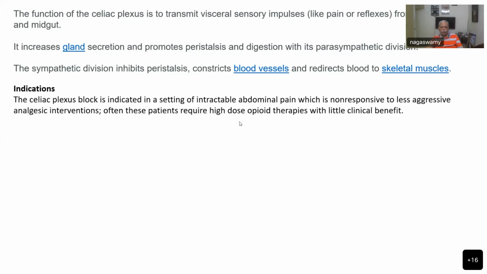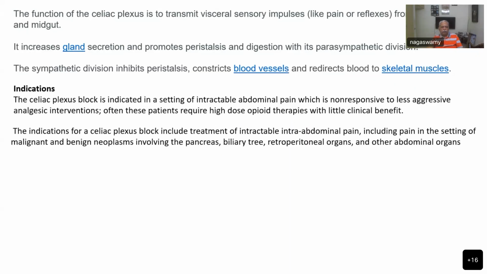So often these patients, if you have to treat them with pharmacological methods, you have to give them very high doses of opioid, especially patients with pancreatic cancer who have very severe pain. They all need a very high dose of opioids, which can be avoided by giving this block or ablating this celiac plexus. The indications include intractable intra-abdominal pain, including pain in settings of malignancy or benign neoplasms involving the pancreas, biliary tree, retroperitoneal organs, and other abdominal organs.